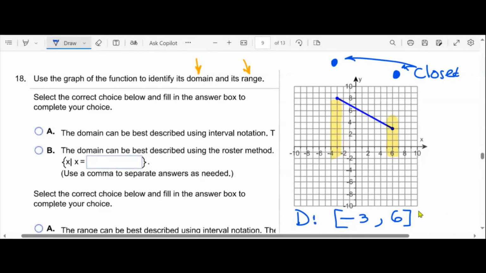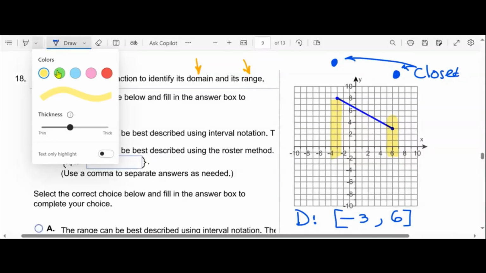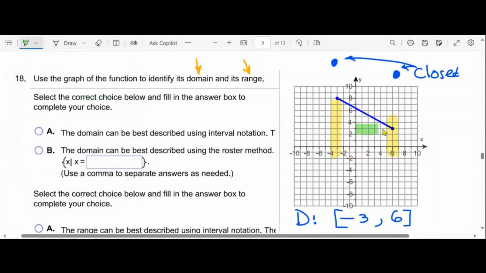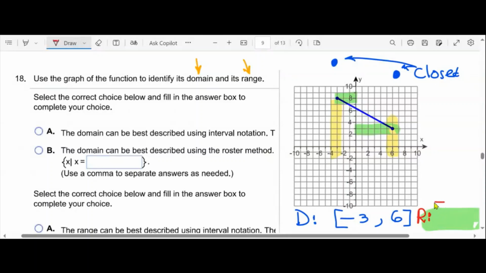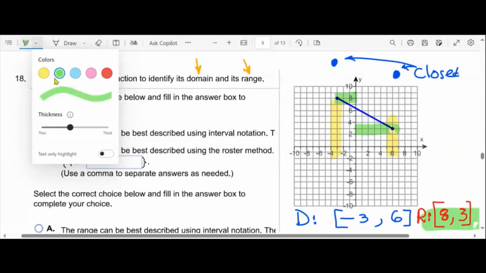What about the range? The range starts from where? From 2 to 8. Yes, correct. So your range is from where to where? 2 to 8. From 3 to 8. Let's go 3 to 8, closed this way. Is this clear? Yes. Clear or not clear? Yes, clear.